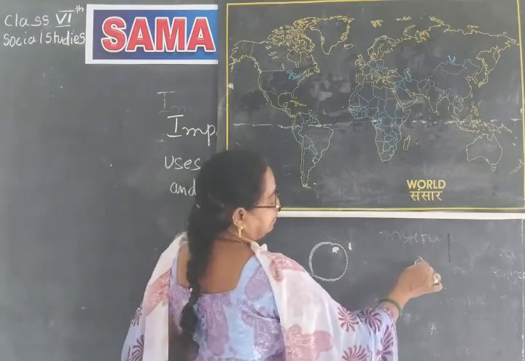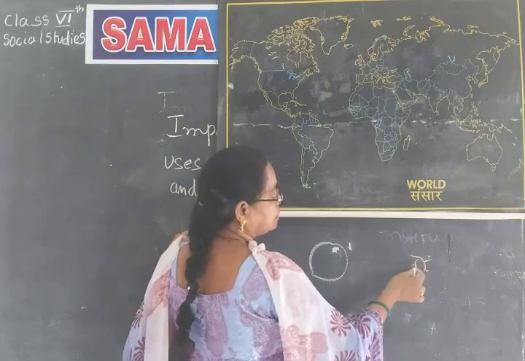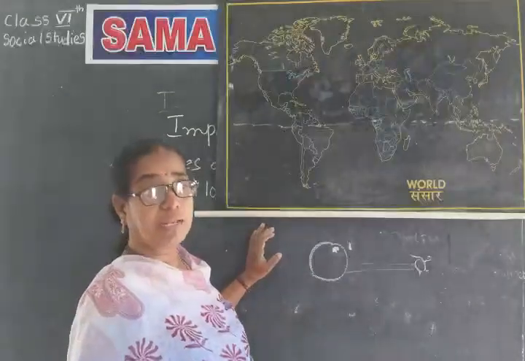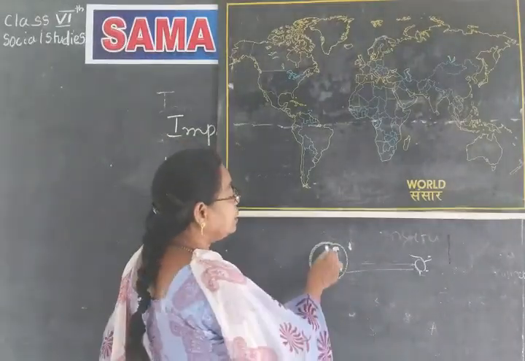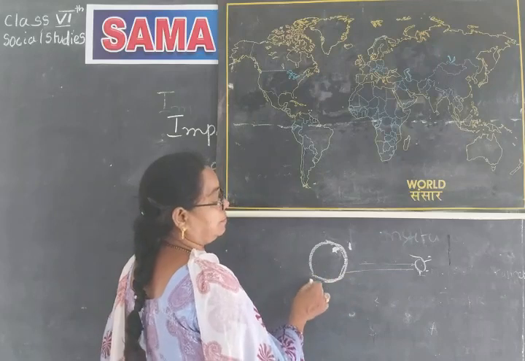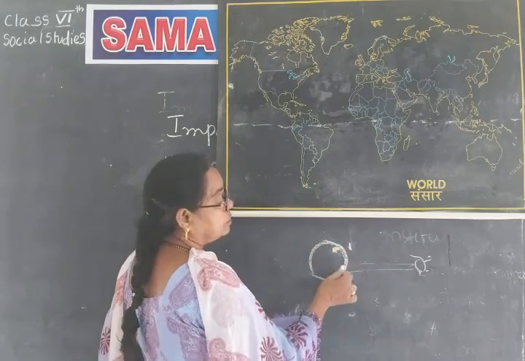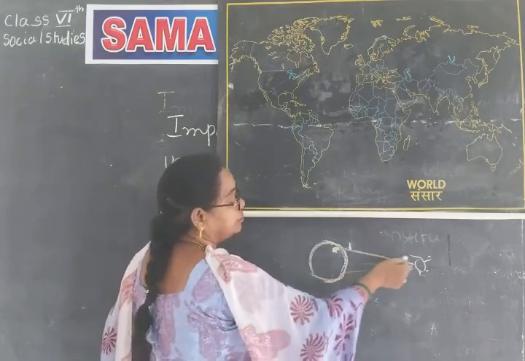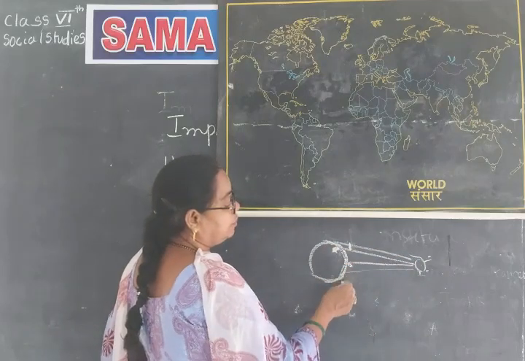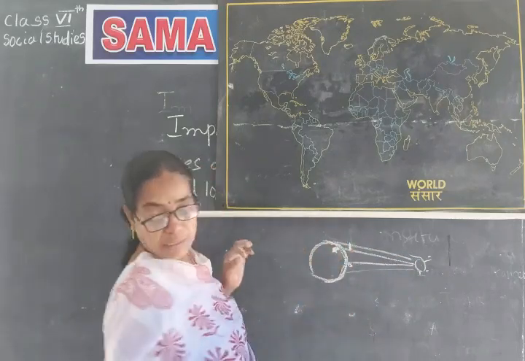Here the sun is there. Sun rays fall on the earth. From the sun rays only we are getting heat. So it is a curvature nature. Curvature means half circle. If the sun rays fall vertically here and slant here, the temperature will be more here and less here.